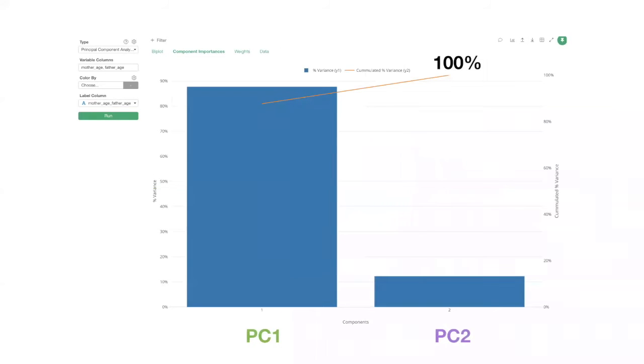When you go to the component importance tab, that's where you can see how much of the variance, how much of the information, is being captured by each component. In this case, again, we have only two components. The first component has close to 90%, because it contains the father age and mother age information pretty well. Whatever is not captured by PC1 is captured by PC2, and combined, PC1 and PC2 give you 100% of the information.